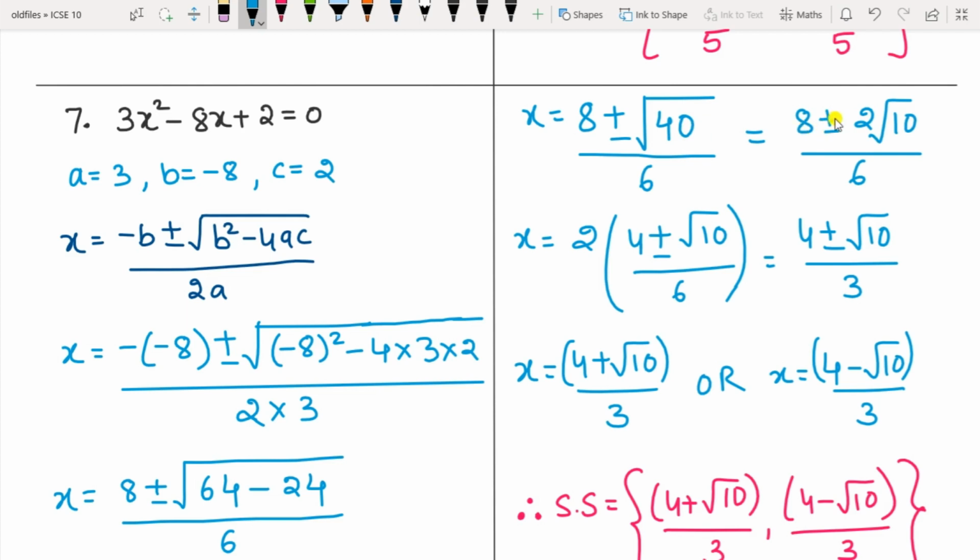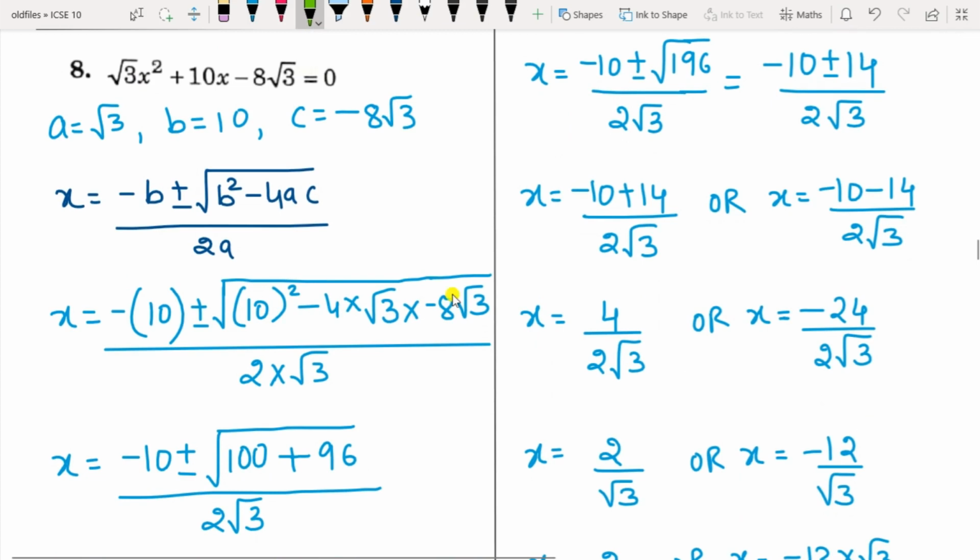So it will be 8 plus or minus 2 root 10 upon 6. Now take out 2 common from the numerator. So it will be 4 plus or minus under root 10 upon 6. And this will be 2 ones are 2 threes are 6. So this will be 4 plus or minus under root 10 upon 3. That is your x. Now split the roots. So first root will be 4 plus under root of 10 by 3, and second will be 4 minus under root of 10 by 3.